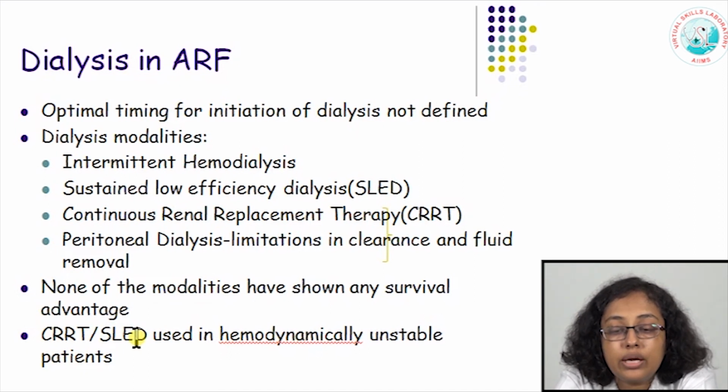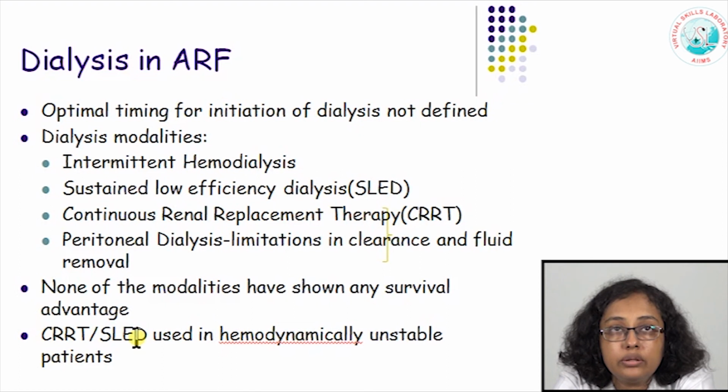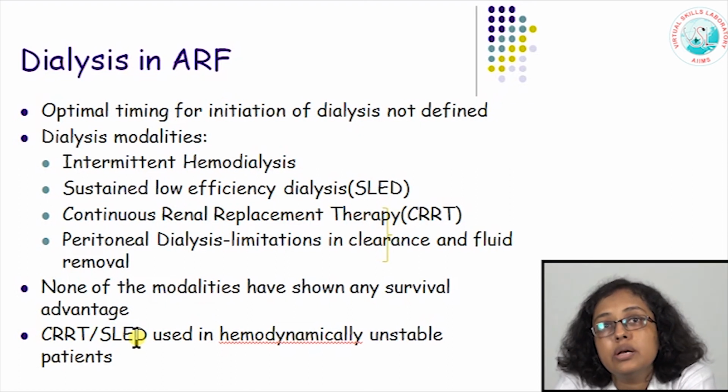The dialysis modalities could be the routine intermittent hemodialysis, or it could be sustained low efficiency dialysis, or continuous renal replacement therapy. Peritoneal dialysis is not routinely used for acute renal failure because there are limitations in the solute clearance and fluid removal. But in countries like India, or in peripheral areas where hemodialysis is not available, peritoneal dialysis may be life-saving.